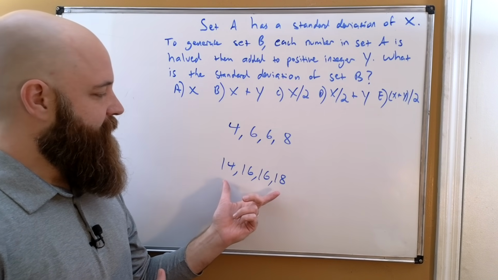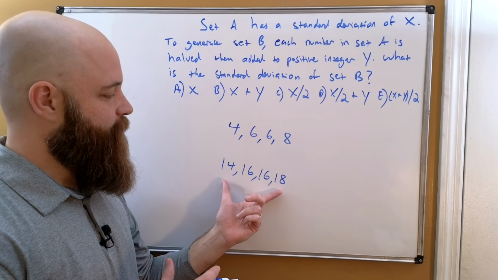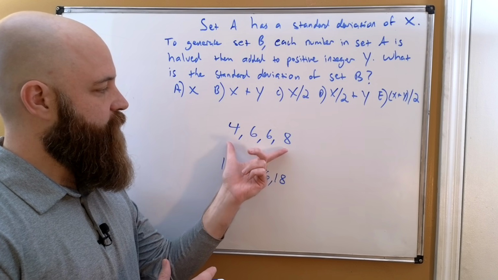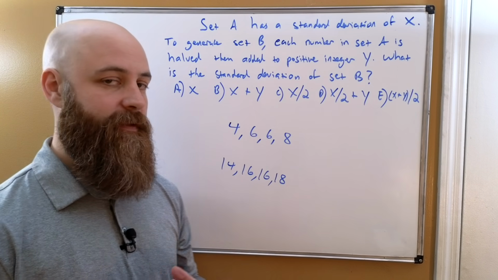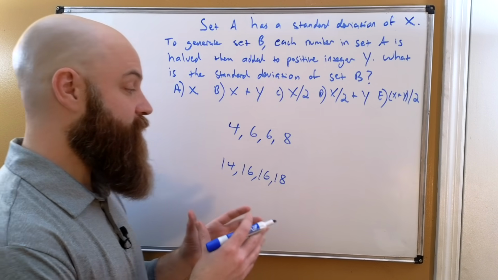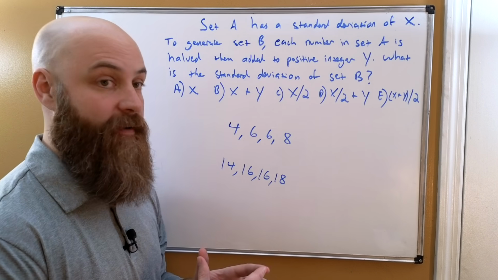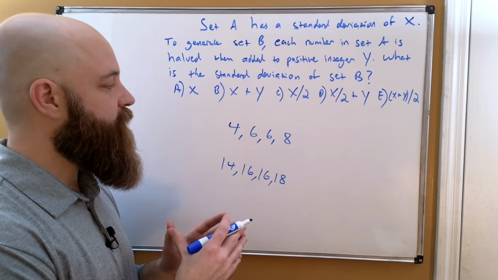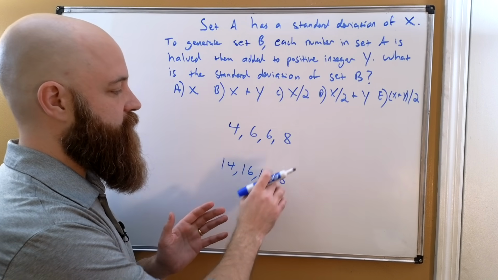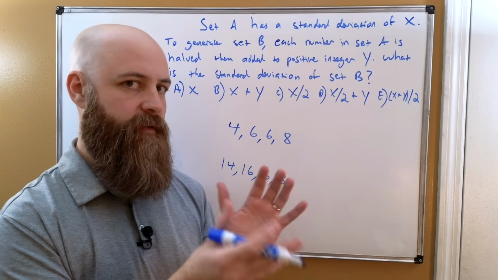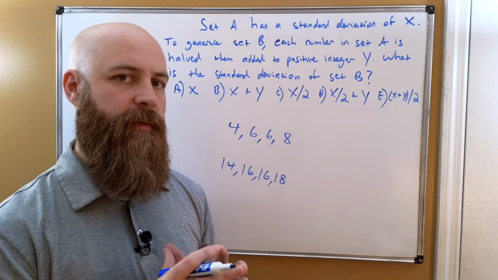Well, let me think. Going back to my basic definition, did these 4 numbers get more spread out than these? Did they get less spread out? Did they stay the same? And I quickly notice, well, they're about equally spread out, right? The gaps between the numbers stayed the same. 6 to 8 is 2, 16 to 18 is 2.